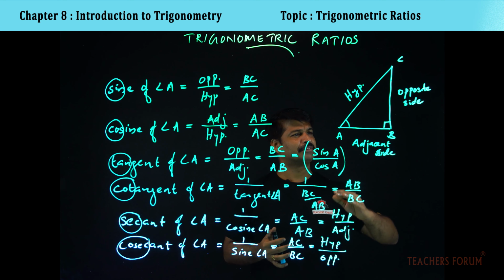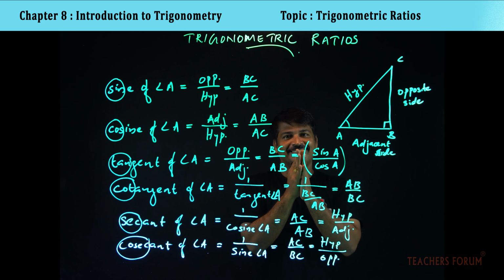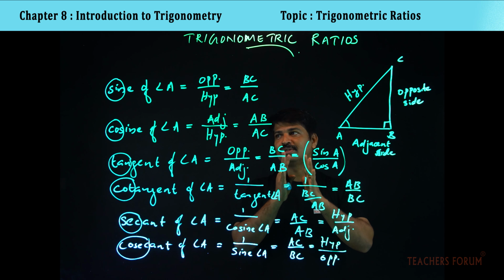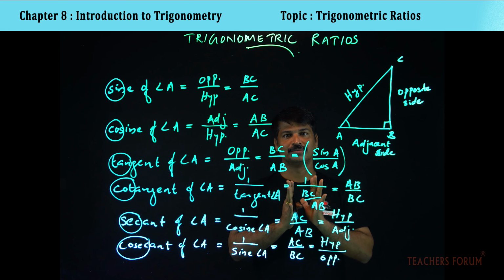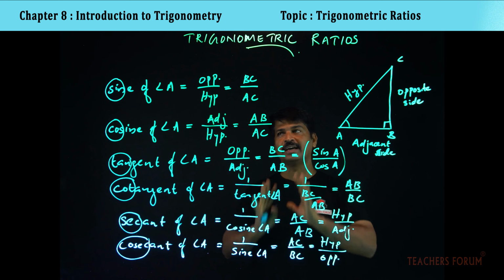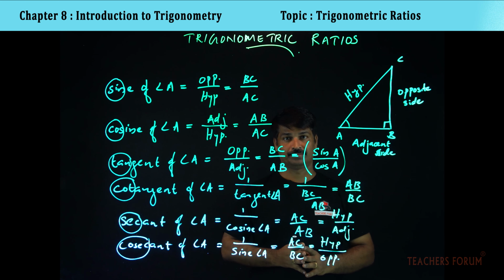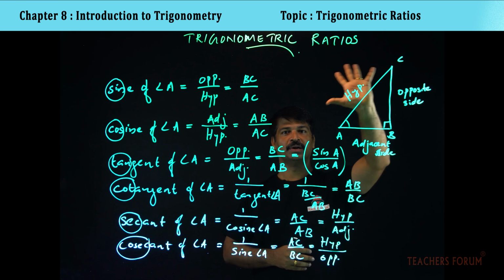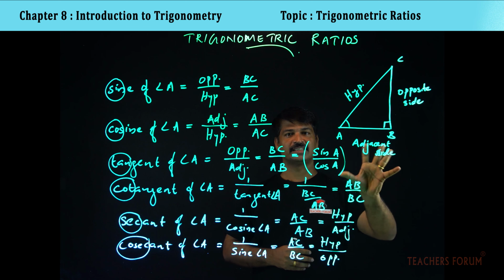First of all, you should start loving this chapter. I think it is a new term. All these are new terms for you. So what you have to do? Just follow me. You learn by heart what sin and cos are. Sin is opposite side by hypotenuse. Cos is adjacent side by hypotenuse.